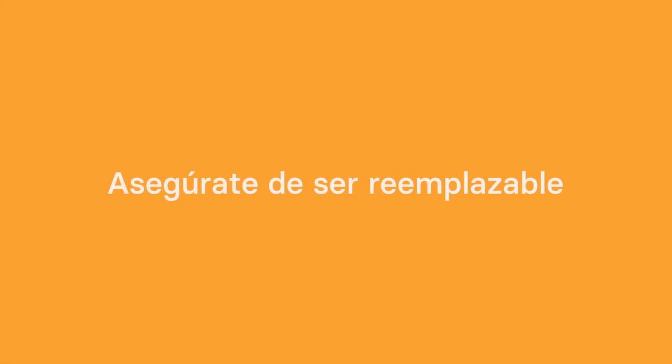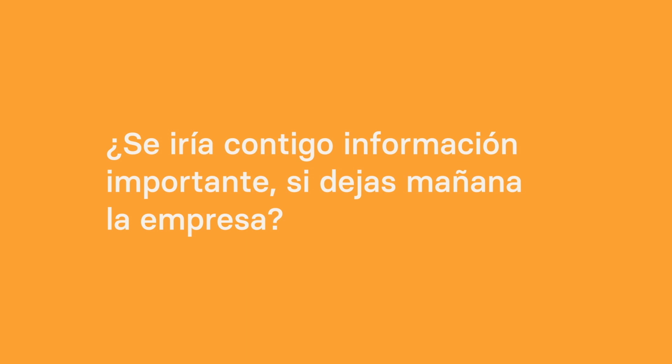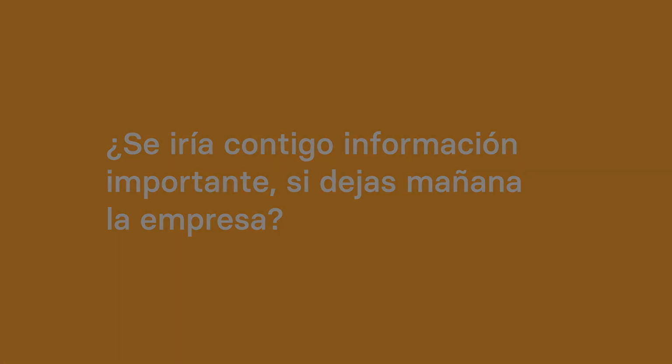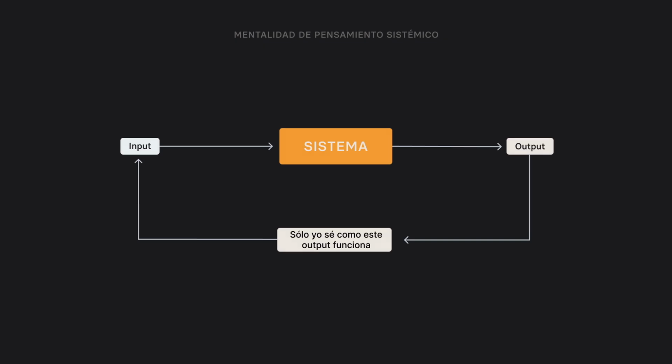Make yourself replaceable. Ask yourself, would any critical information go with you if you left the company tomorrow? If the answer is yes, then you're making yourself part of the feedback loop, which means the system is unstable. Everyone who contributes to the system should be replaceable.